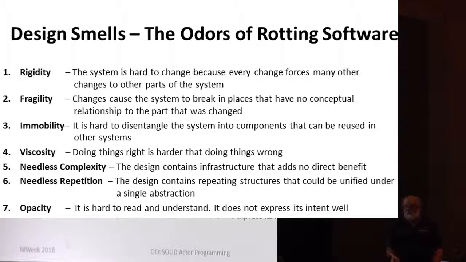Design smells. Also from the book, they are very similar to code smells, but it's called a design smell if it happens at the application-wide scale. So these are really bad things if you have them. And some of them you probably have heard of: rigidity, fragility, viscosity. I'll mention that one: doing things right is harder than doing things wrong. And needless complexity. So that's the page number in the book.